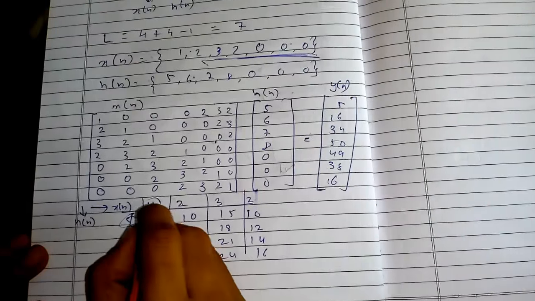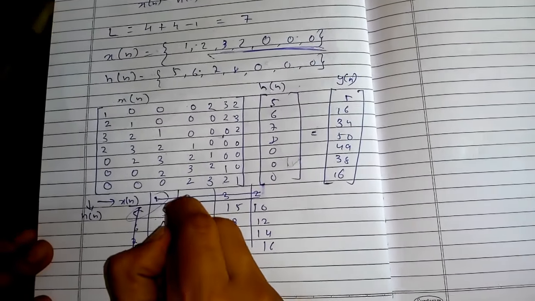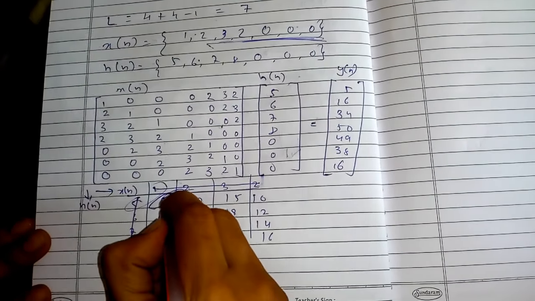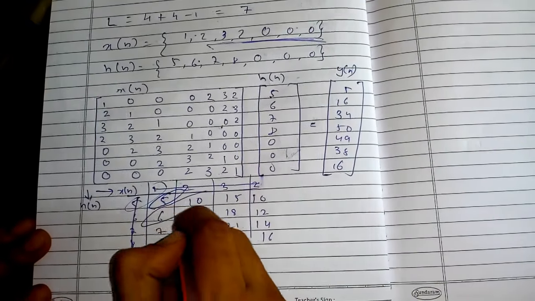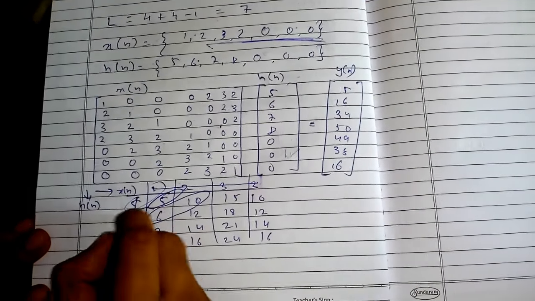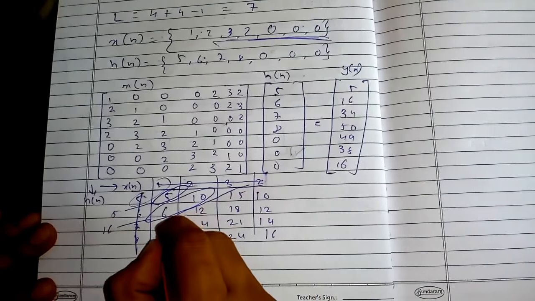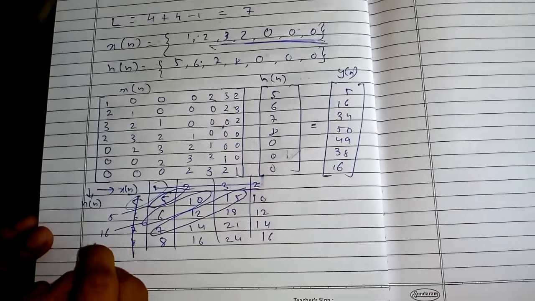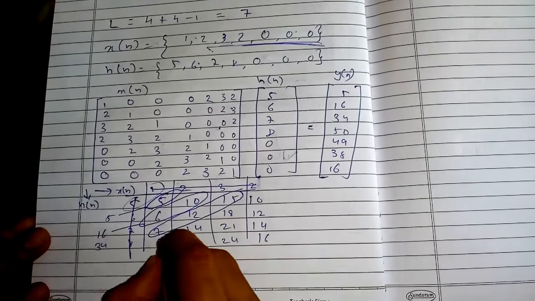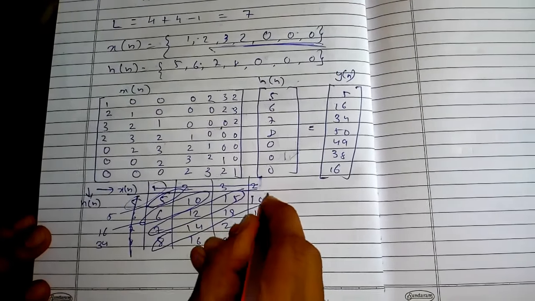And then forget about these x of n, h of n. Just write the addition. Here it will be just 5. Here it will be 10 plus 6, which is 16. Okay, this is just 5. This will come out to be 16. This will be 7 plus 12 plus 15. Okay, this will come out to be 34. Then you'll have 8 plus 14 plus 18 plus 10.